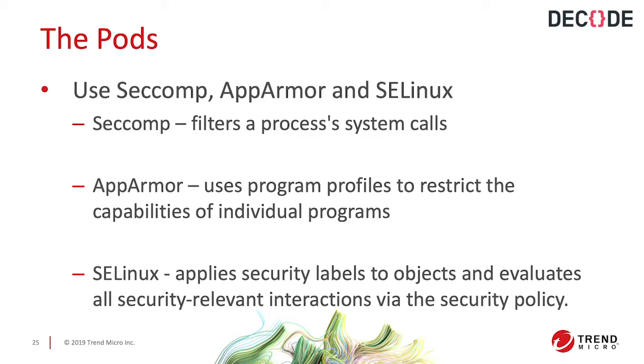The last thing that you have for the pod security settings is using the seccomp, AppArmor, or SELinux security features, which are Linux kernel features. The seccomp feature filters process system calls. The AppArmor uses program profiles to restrict the capabilities of individual programs. And the SELinux applies security labels to objects and evaluates all security relevant interactions via the security policy. So all those can be applied directly on the security context, right?